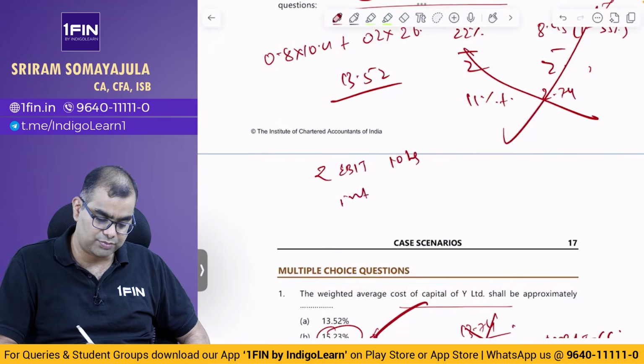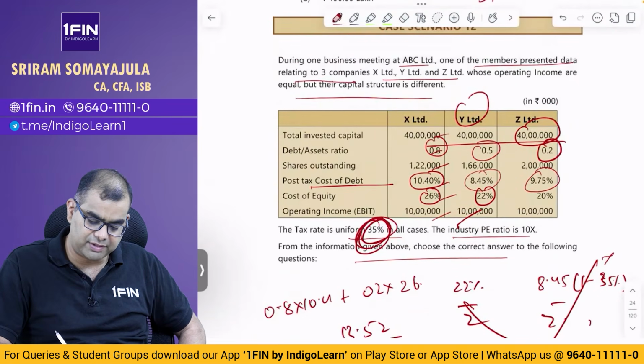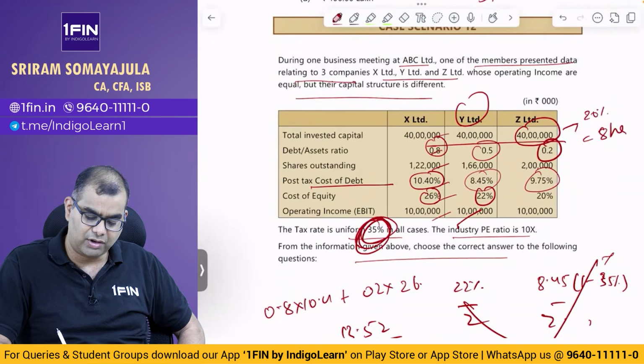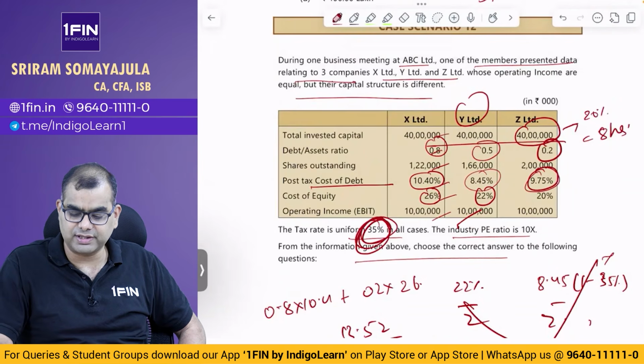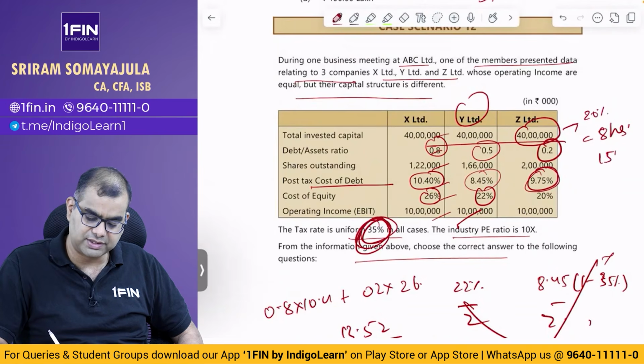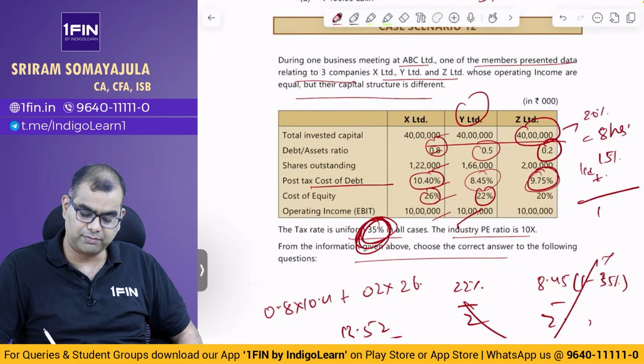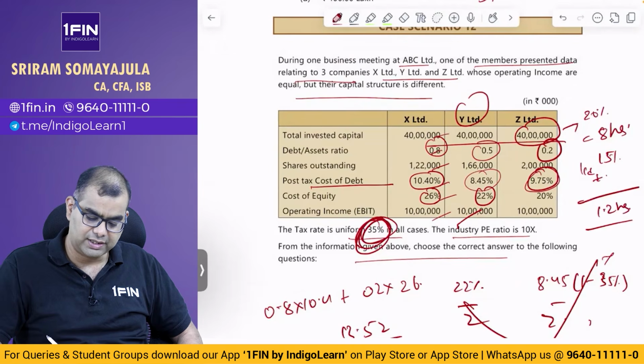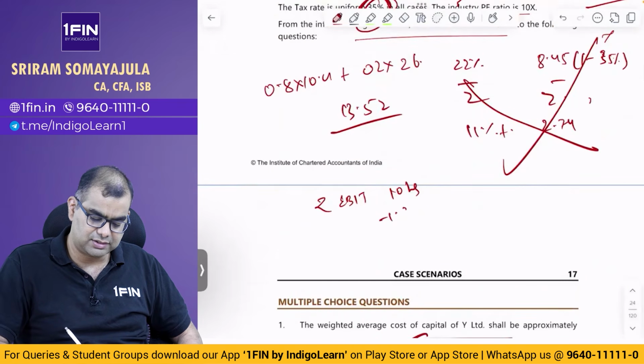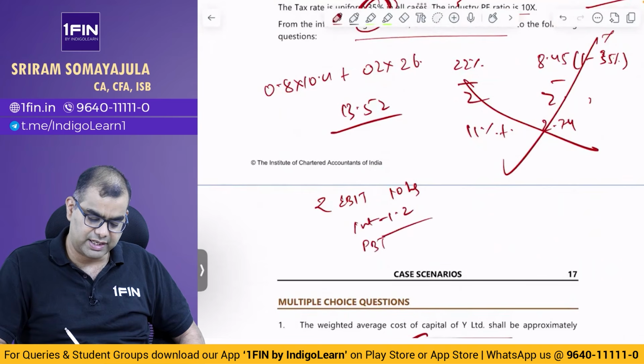Interest is how much? So, what is the invested capital? 40 lakhs. Out of that, 20% is debt, which is equal to 8 lakhs. What is cost of debt? 9.75 is post-tax. So, 0.0975 divided by 0.65, you get 15%. So, 15% is the cost of debt before tax. So, 15% of 8 lakhs is 1.2 lakhs. Right. So, 1.2 lakhs is the interest. So, your PBT is 8.8 lakhs. Tax is 35%.